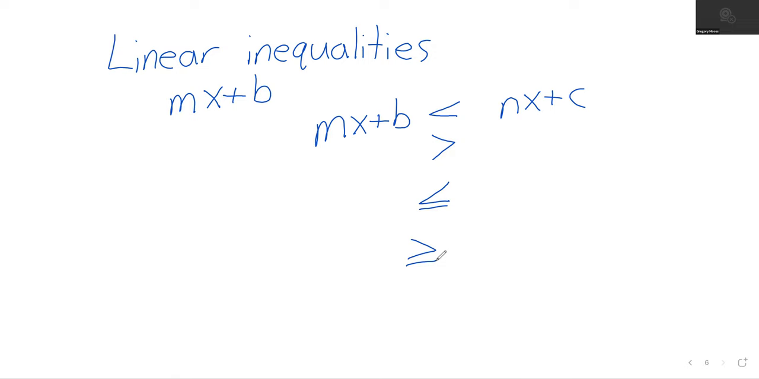And to a large extent, solving linear inequalities is the same as solving equalities. We can add the same thing to both sides of an equality. We can multiply both sides of an equality by a constant. There's just one difference that we need to be aware of if we're solving these linear inequalities.